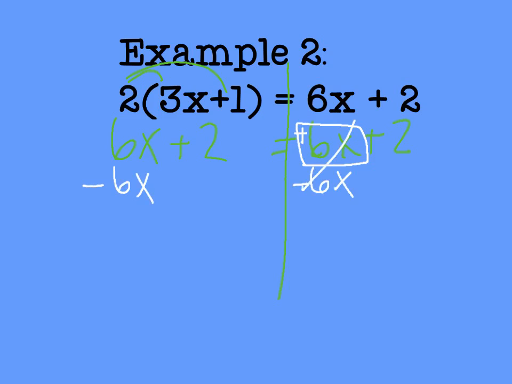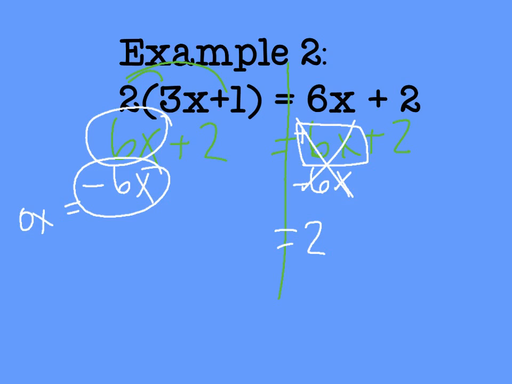These are going to cancel out. I'm left with a 2. And now, since the x's are on the same side, I can combine these together. 6 minus 6 equals 0x. Do I ever write down a 0 or a plus 0? I really don't need to. So I don't even write down 0x. What's left is a 2.